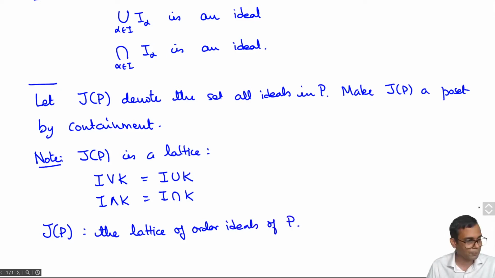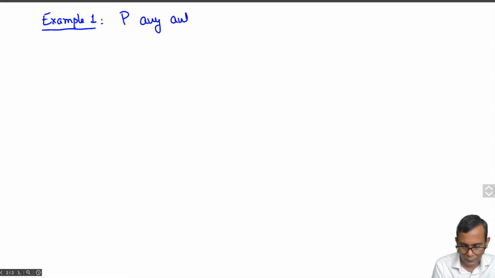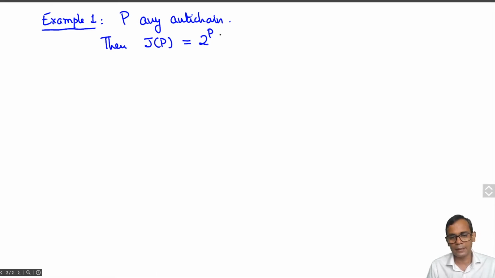Let me give you some examples of this. Example 1. Just take P to be an anti-chain, meaning to say that P is a partial order where X is less than or equal to Y if and only if X is equal to Y. Then every subset is an order ideal. And so J(P) is just 2 to the power P, the power set of P, and its lattice partial order is just containment as usual in the power set.